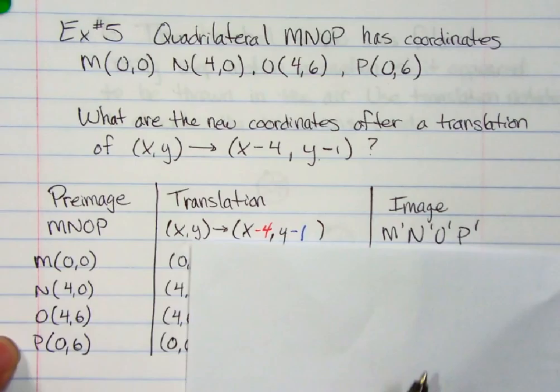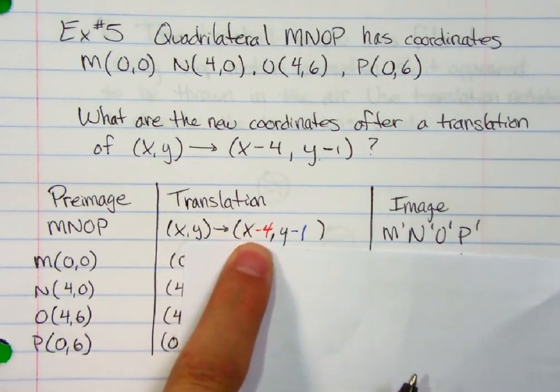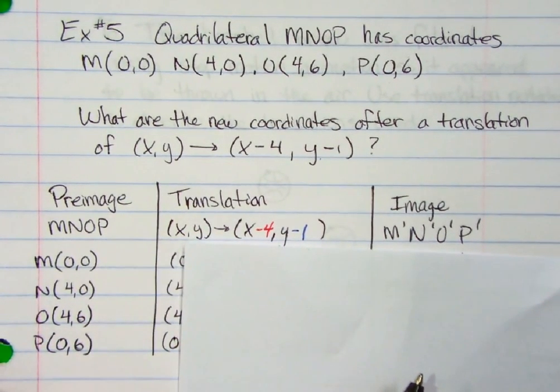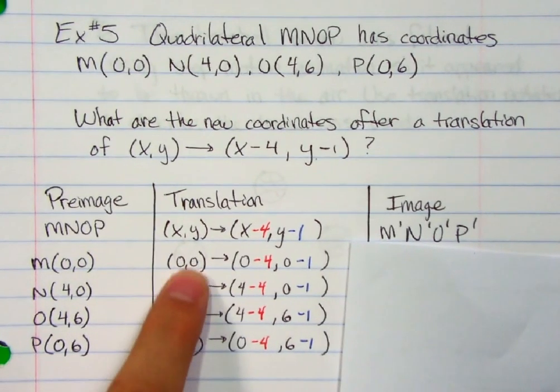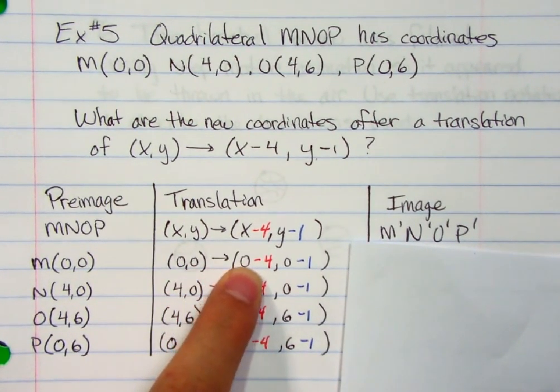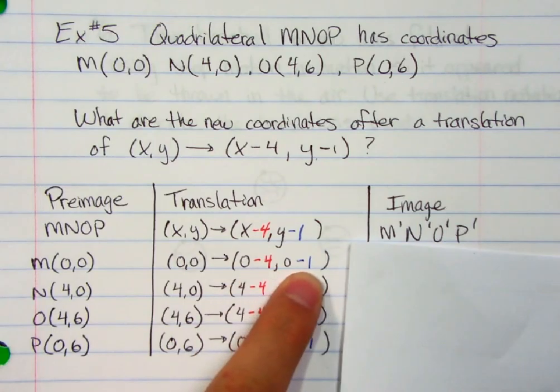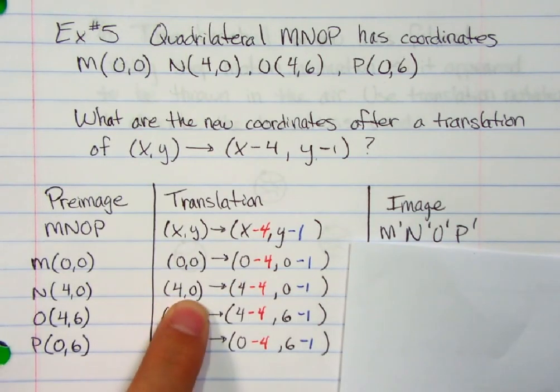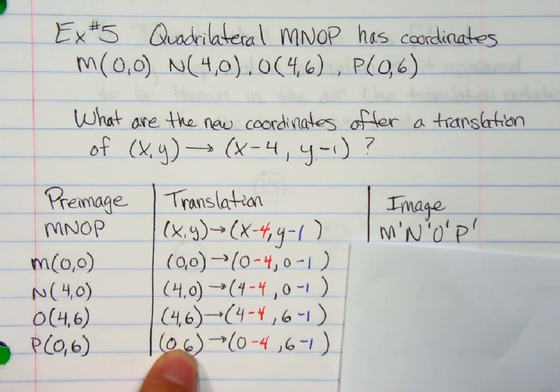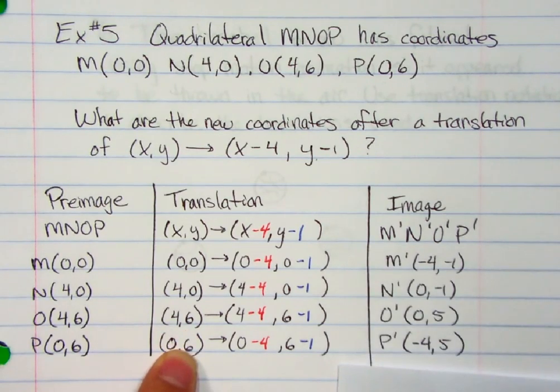Okay, and here's the translation rules. It said to subtract 4 from the x, subtract 1 from the y. So I did that one at a time from each of those points. The x value 0, subtract 4. The y value 0, subtract 1. 4 minus 4, 0 minus 1. 4 minus 4, 6 minus 1. 0 minus 4, 6 minus 1. And those are my new points.